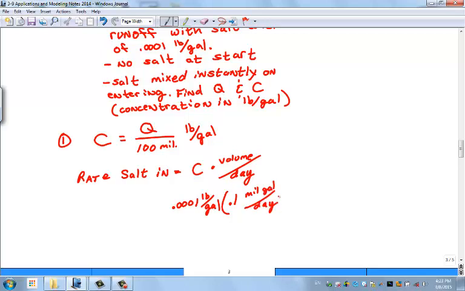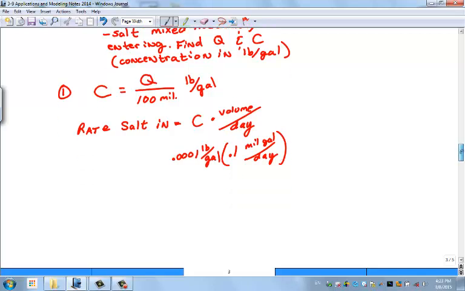So that's going to give us the rate at which our salt is entering our reservoir. 0.1 million is 1/10 of a million, right? So you're doing 100,000 times 0.0001, so that ends up being actually 10 pounds per day, because the gallons here cancel, so you end up with pounds per day as your units. All right, so the rate in is 10 pounds per day.